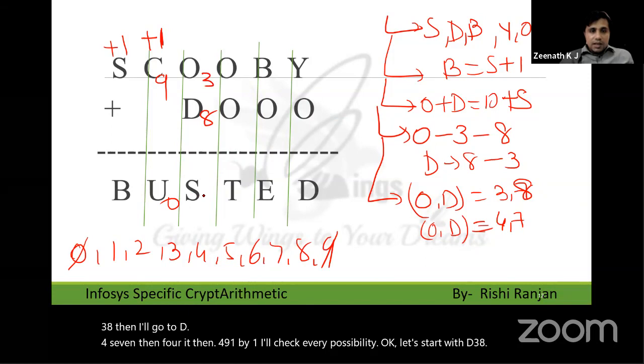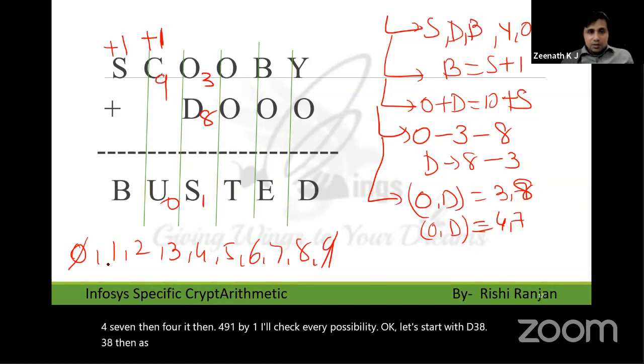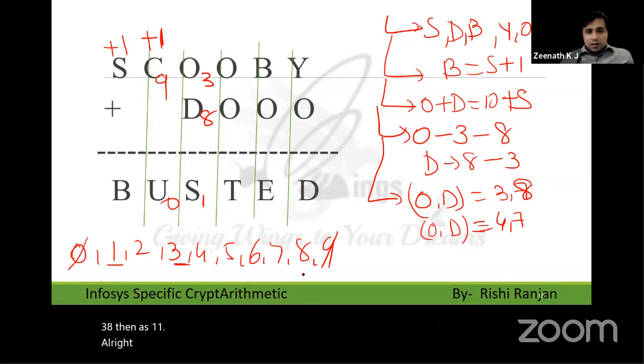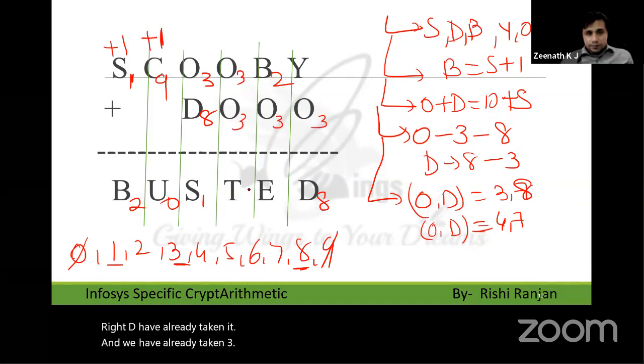38. Then S is 11. All right, 1, 3, 8. Now, once S is 1, B will be 2. So B is 2. Right? D, we have already taken 8. And O, we have already taken 3. Right? Okay. Now, D plus D, 3 plus 3 is 6. 6 is also gone. All right?